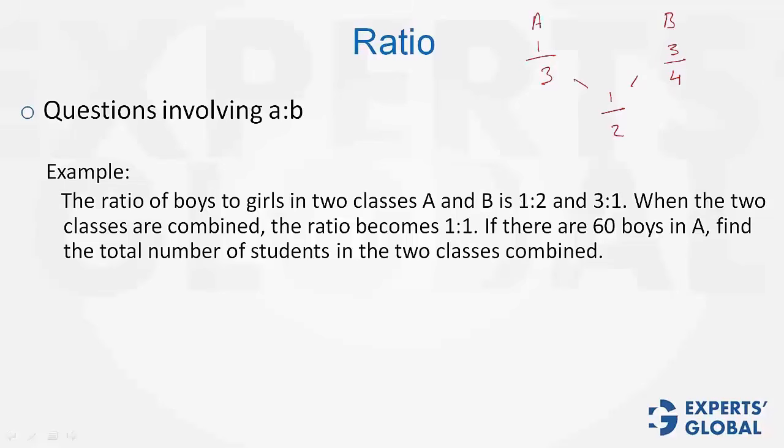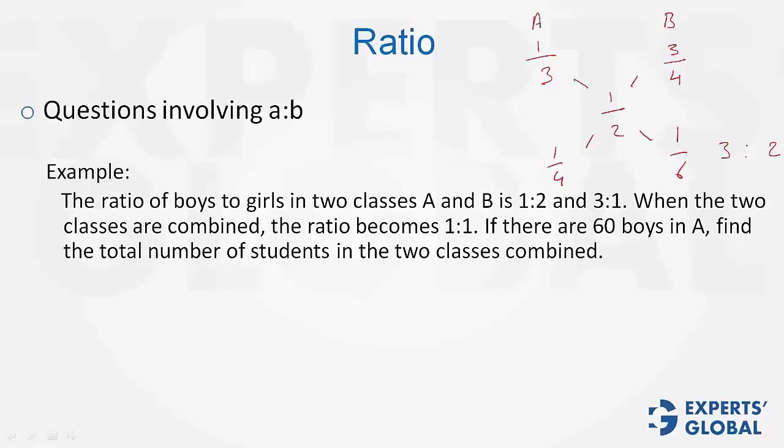Take the difference. This is 1/4. This is 1/6. To eliminate the fractions, multiply both sides by 12. We get 3 and 2, and that is the ratio of total number of students in A versus B. That is what the question asked.